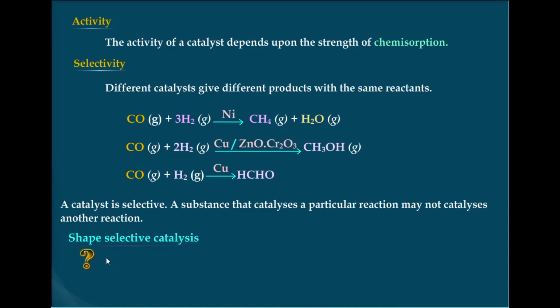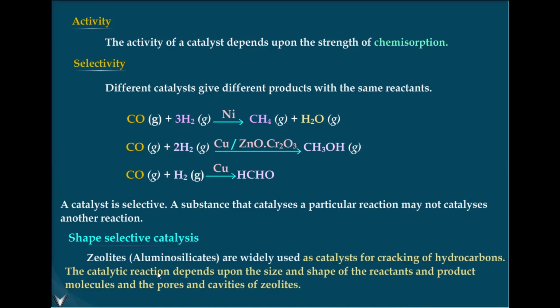The reactant has to enter through the pore of the catalyst. And once the product is formed, if the size of the product particle is greater, it cannot come out of the pores of the zeolite. So it depends upon the size of the reactant and product, also upon the pore structure of the catalyst. Zeolites, aluminosilicates, are widely used as catalysts. The application of zeolite is also important, used as catalysts for cracking of hydrocarbons. That is one example. Another important zeolite catalyst used in the petroleum industry is ZSM5.